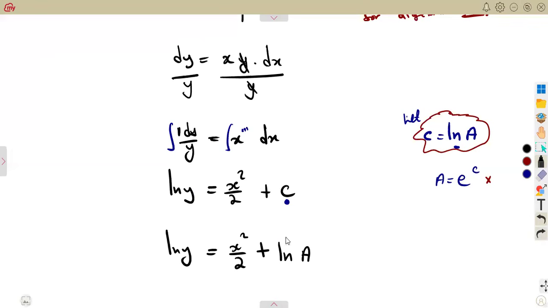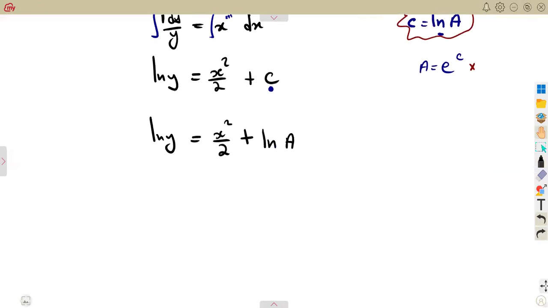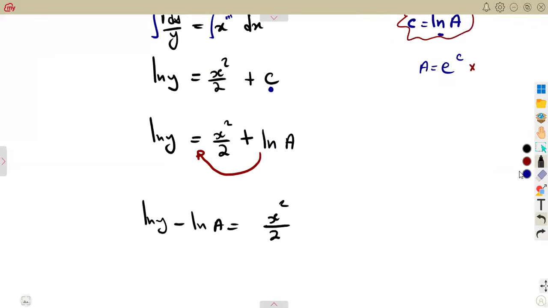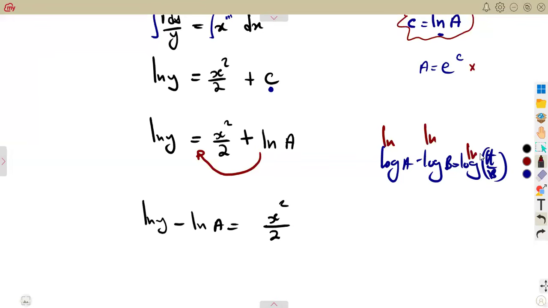So that's why you've got a. In this, we can make y the subject, whatever you're given. Because there is a ln and also a ln, we are going to combine the logarithms. So the ln of y minus the ln of a is equal to x squared over 2. Remember from our laws of logarithms, subtracting logarithms means we can divide the numbers affecting these logs. So this will be ln of y over a, in this case, is equal to x squared over 2.